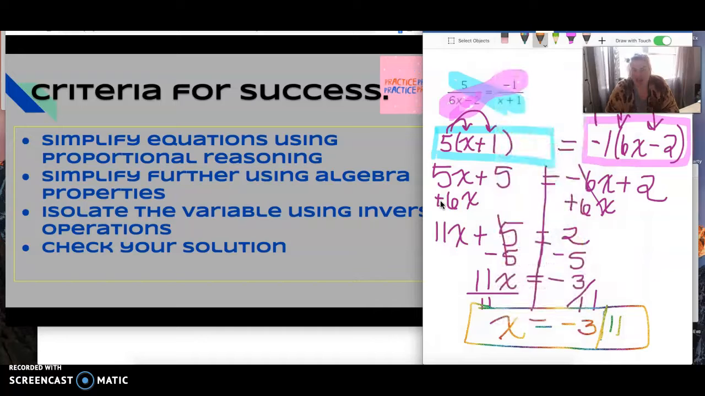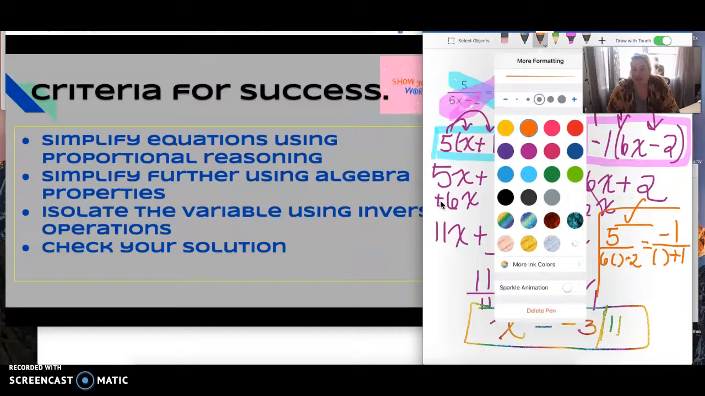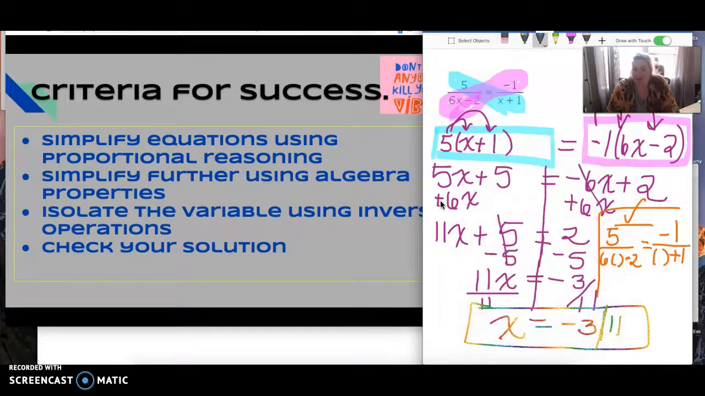What does it mean to check? It means you're substituting your solution back into the original equation. So we would rewrite the original equation, but instead of putting x, we're putting in the solution that we found. In this case, our solution is negative 3 over 11. So we're substituting negative 3 over 11 in for x. And then you would use your handy dandy calculator, calculate that out.